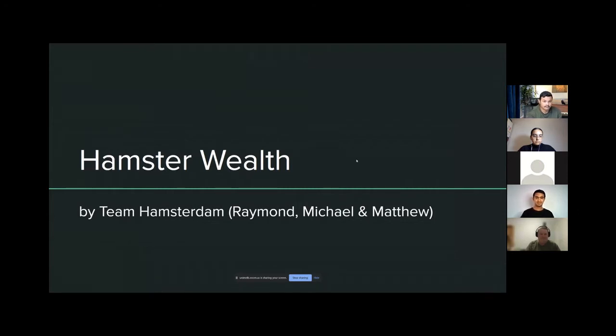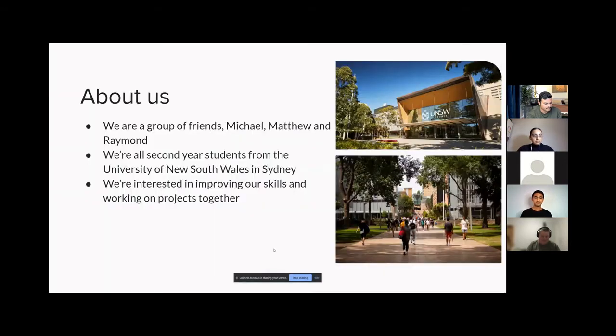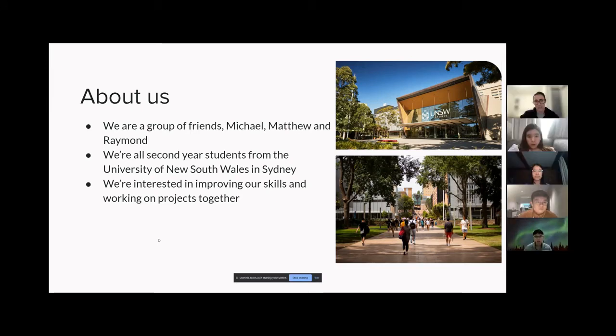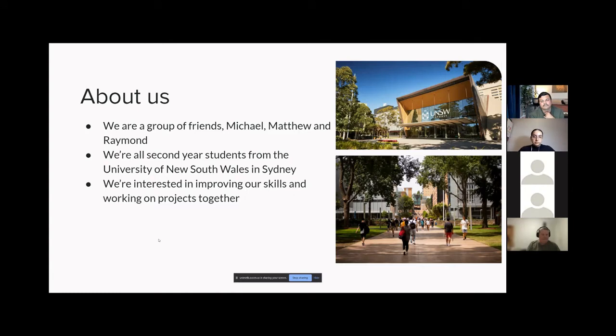Okay, so this is Amsterdam and our product, Hamster Wealth. Amsterdam is made up of a group of mates, Matthew, Raymond, and myself, Michael. We're all second-year students from the University of New South Wales in Sydney. Raymond and Matthew are studying computer science, and I'm studying computer science and mathematics. We're participating in this hackathon as we're interested in improving our skills in programming and design, and we enjoy working on projects together. We participated in our first hackathon rather recently and really enjoyed creating something as a team, so we decided to join our second hackathon here.